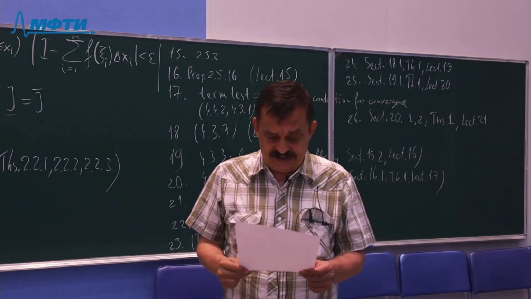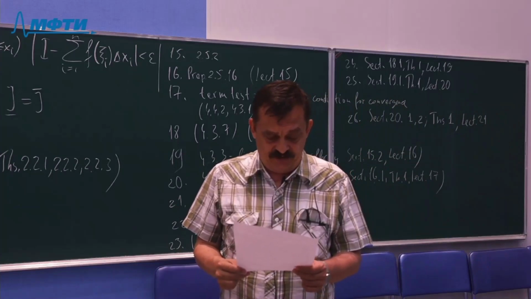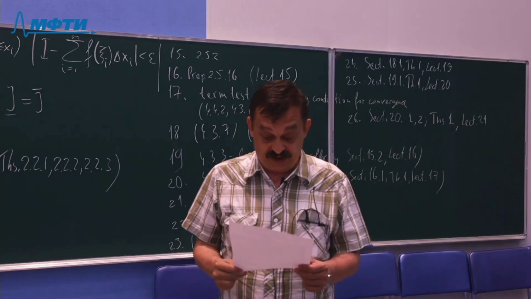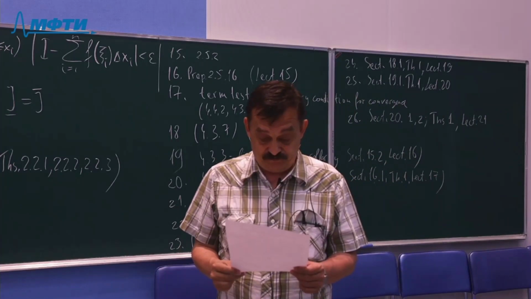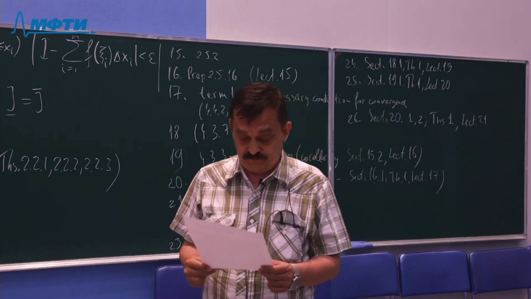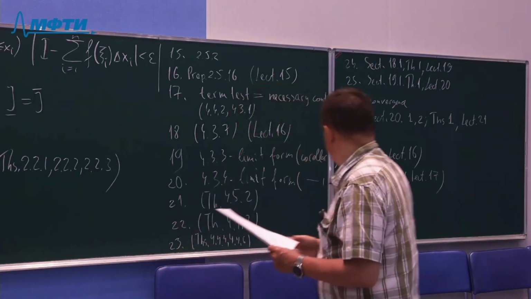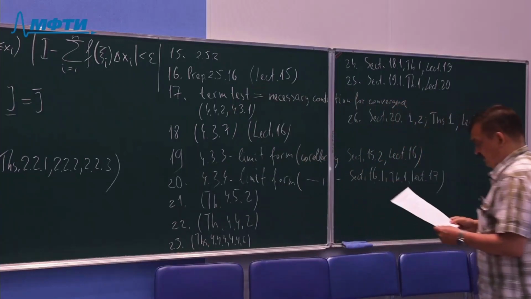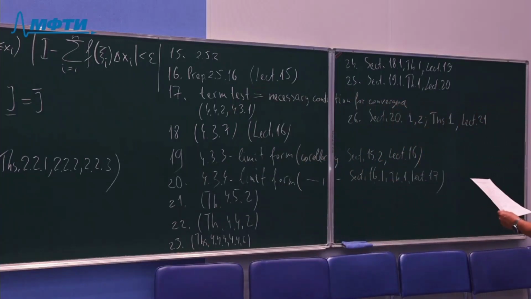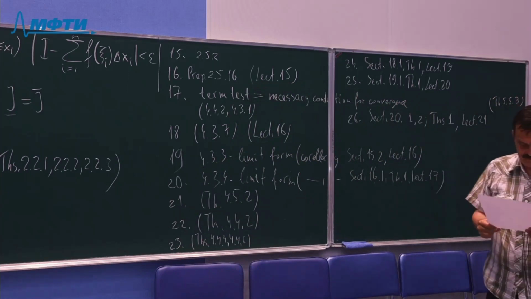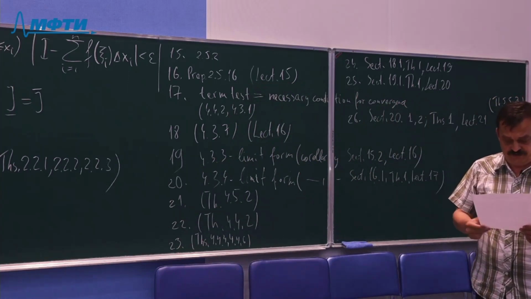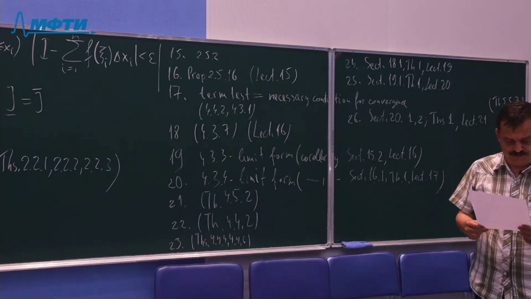Question 27. Dirichlet and Abel tests for series of functions. The Weierstrass test was given also in lecture notes as theorem 553. It's okay also, of course. The Weierstrass test is given with proof, so no problem.